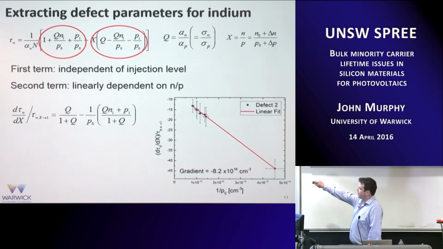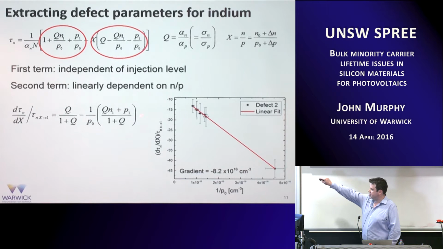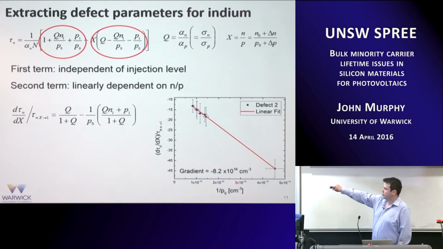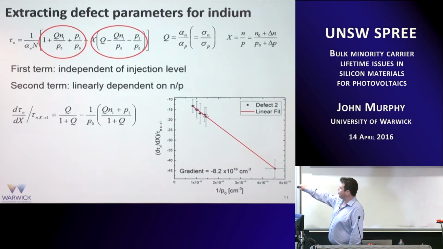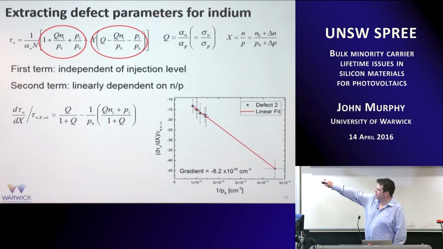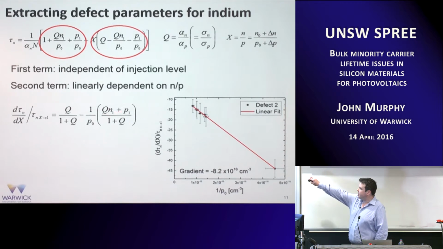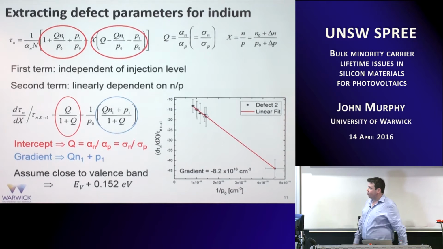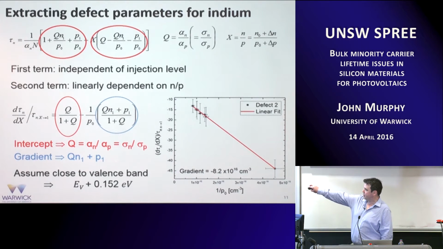And so this is that variable here. These are the experimentally measured values of the gradient over the high injection limit. And this is 1 over P naught, 1 over the majority carrier concentration at room temperature. And you can see you get a nice straight line on this plot. And just from simple maths, the gradient of this plot is given by Q N1 plus P1 over 1 plus Q. The intercept up here somewhere gives you Q. You can put the Q back in here, and you can get a value for the term Q N1 plus P1, and you can get a value for the capture cross-section ratio Q.